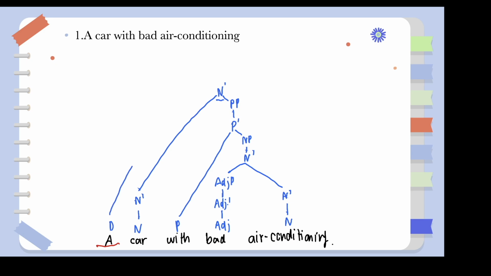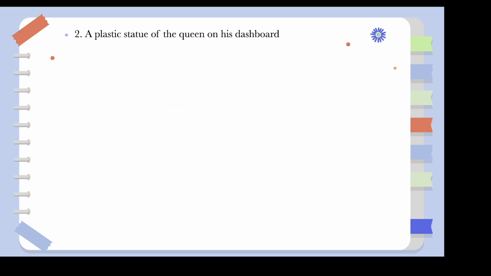So we attach to this N bar to be NP at the end. So we're going to write NP or XP when there is nothing to modify our head anymore. We're going to write XP. Okay, I know you're still a little bit confused. Let's have a look at a more structured example, like a plastic statue of the queen on his dashboard.